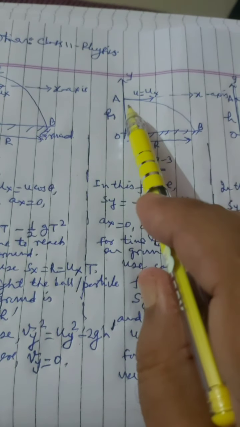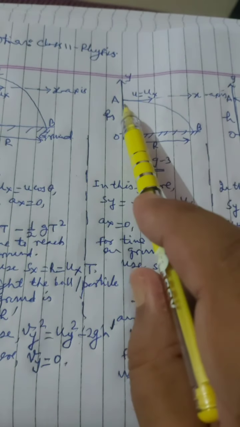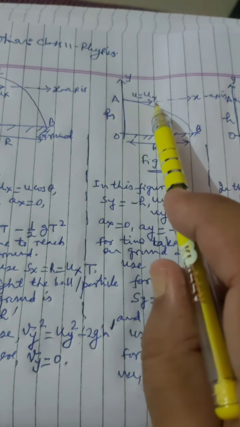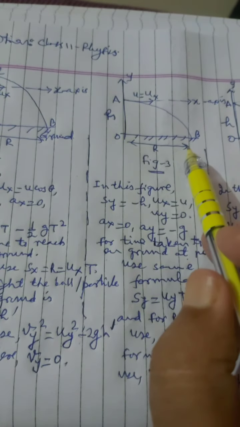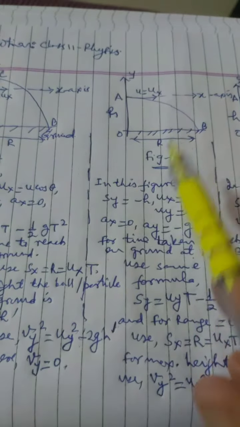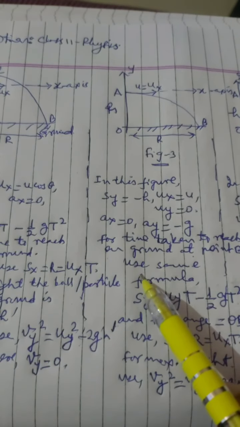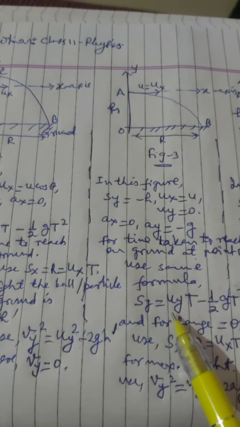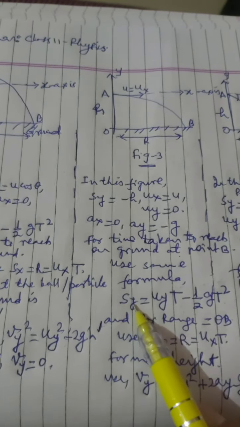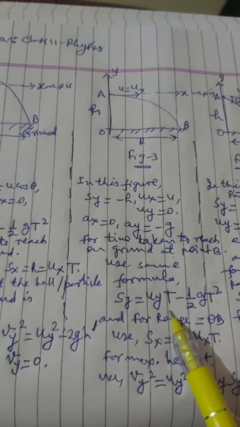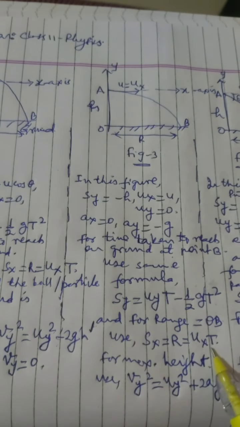Here in figure 3, a particle is thrown from a height OA from A in the horizontal direction, that is, here Uy will be 0, U will be Ux, and it reaches the ground at point B. So OB will be the range, and the time of flight is capital T. Use the same formula and same values, and Sy here is minus h, with Sy is equal to uyt minus half gt square, and for range again Sx is equal to R is equal to uxt.